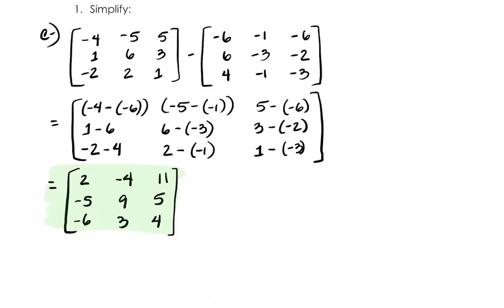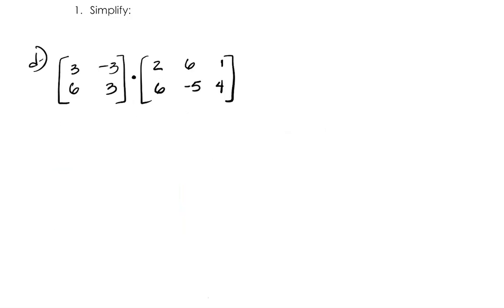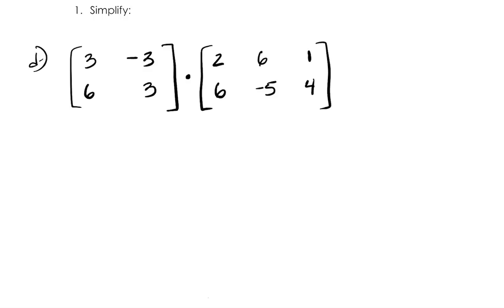Now let's move on to part D. In part D, we're going to multiply two matrices. To do so, we are going to multiply the first row from matrix number 1 by the first column of matrix number 2. We will multiply 3 times 2, which is 6, and -3 times 6, which is -18. And this is going to be our first value.